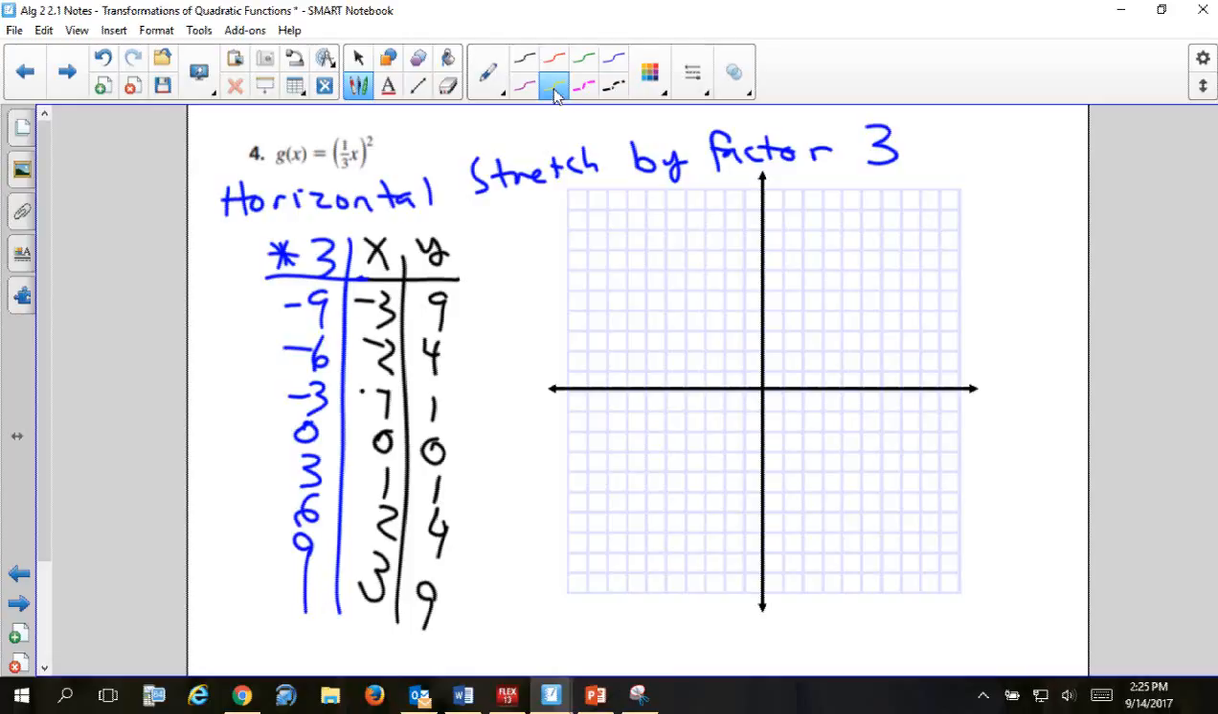And you always graph the most recent. Whoops. Always graph the most recent. Sorry, I didn't graph my parent function, but timing-wise, trying to hurry. So I will graph negative 9, 9, negative 6, 4, or yeah, negative 3, 1, 0, 0.